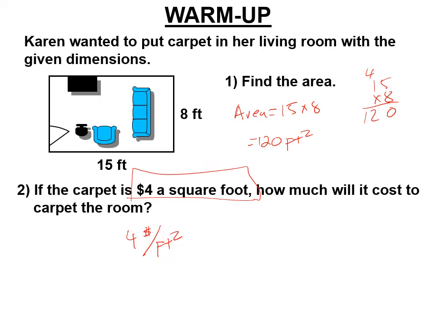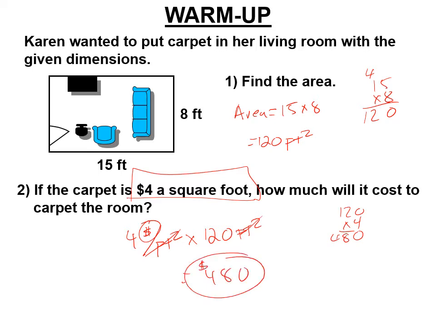And so if it's $4 for each square foot and there's 120 square feet, notice the units, like unit conversions, cancel here. And look what you're left with, dollars. And so 120 times 4 is $480. If I have to buy 120 square feet of carpet at $4 a square foot, it's $480.